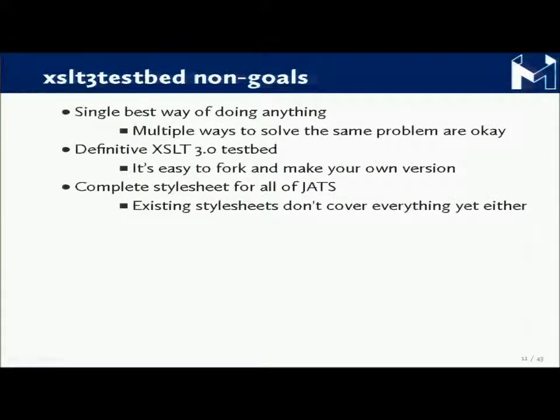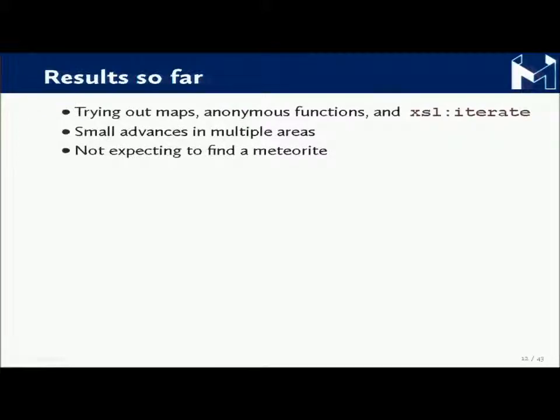Things that it's explicitly not trying to do are to produce the best JATS style sheet or the best way of using XSLT. This is an experiment in trying different things out. And if the style sheet uses different ways of achieving the same result in different places or in different branches, that's fine. It's to see what works and what doesn't. And it's not even a goal to handle all of JATS. As I find more, I contribute it to the JATS style sheets, but it's not a goal.